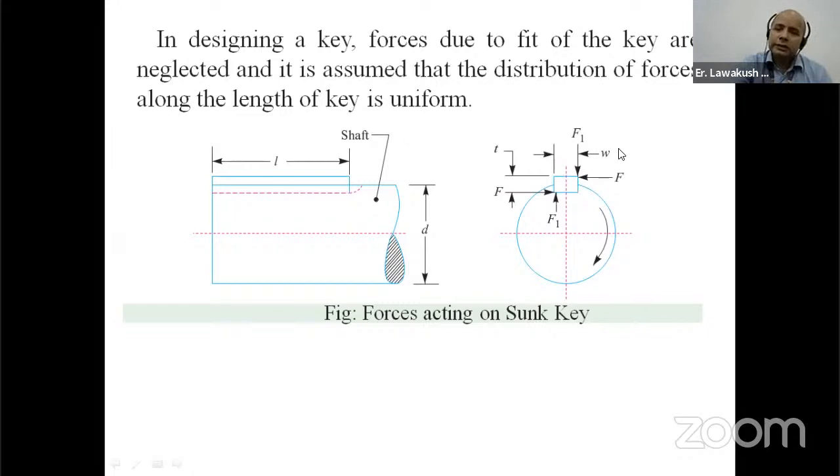First, we will discuss the dimensions of the key. From here to here, which is denoted by small w, this is the width of the key, and from here to here, this is denoted by small t. This is the thickness of the key. As I discussed earlier, two forces act on the key when it is under action. First force is F1 and second force is F2. And these two forces act in this fashion.